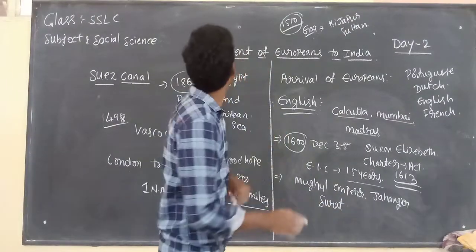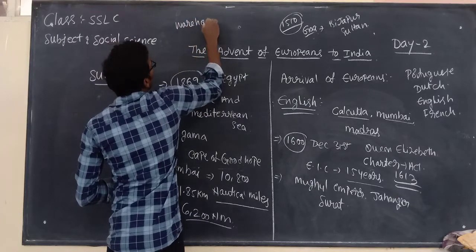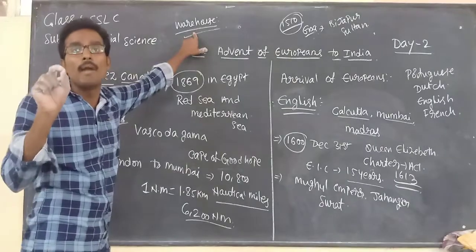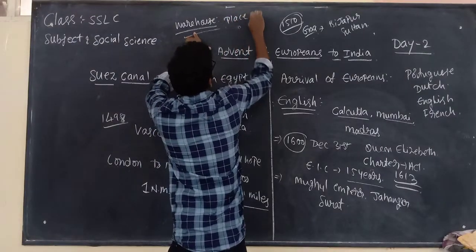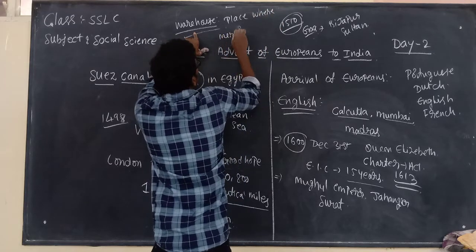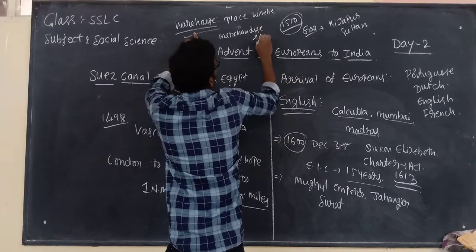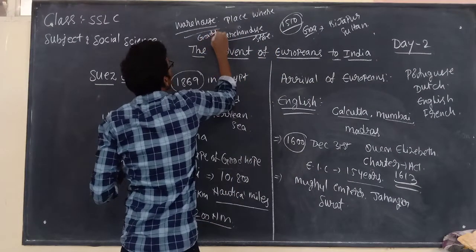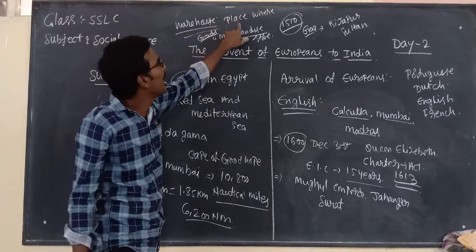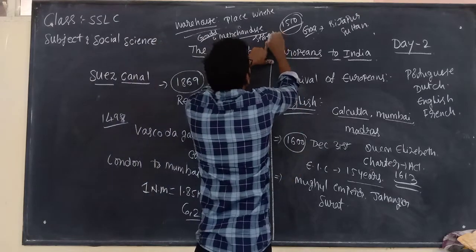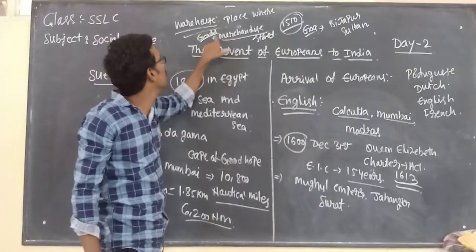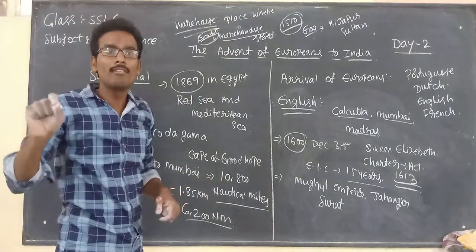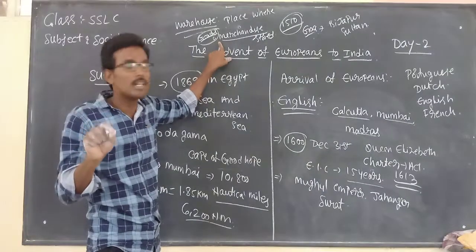Surat. Here, what is the meaning of the word warehouse? Warehouse is the place where merchandise is stored. Here merchandise means products or goods. Warehouse means the place where merchandise is stored. There are huge walls constructed around the warehouse. The British people used that warehouse to store their goods.